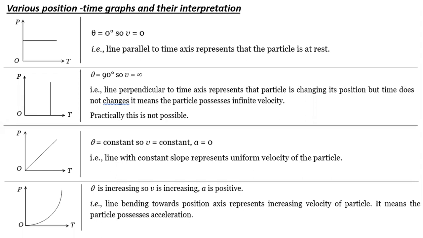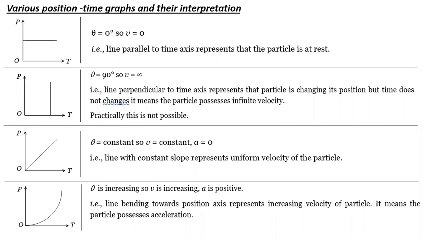It means the particle possesses acceleration, so it is a non-uniform motion. We cannot comment whether the acceleration is uniform or non-uniform. But yes, we can say that the motion is non-uniform with certain positive acceleration. I don't know whether the acceleration is constant or changing. But of course, the velocity is changing, which means it has some acceleration in the positive direction because the angle is increasing.